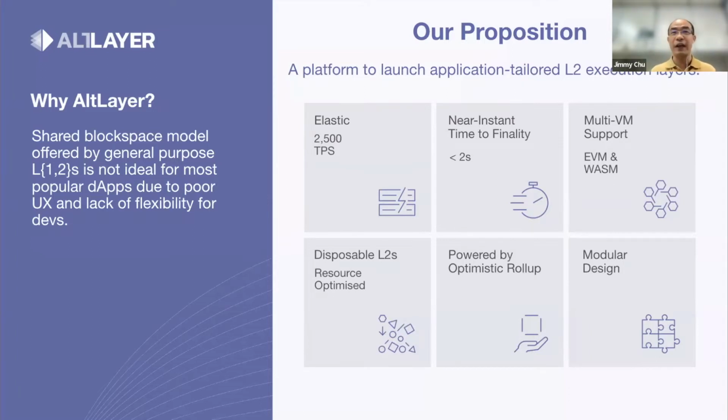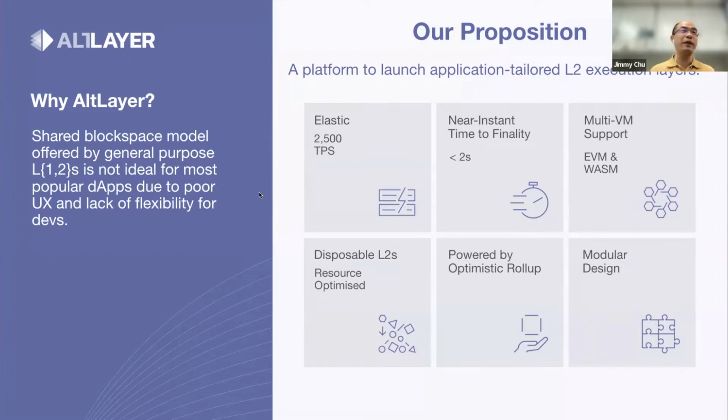Currently, we support different kinds of EVM chains, such as, of course, Ethereum, and also Polygon, right? It is powered by optimistic rollup methodologies.